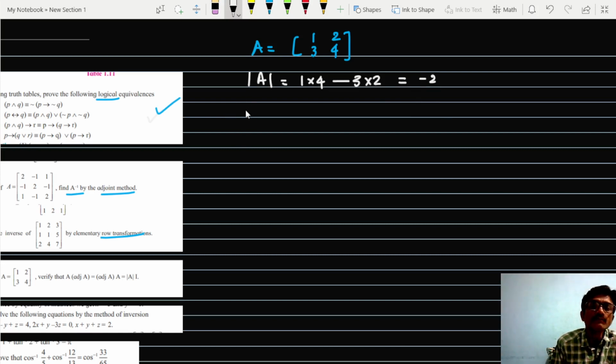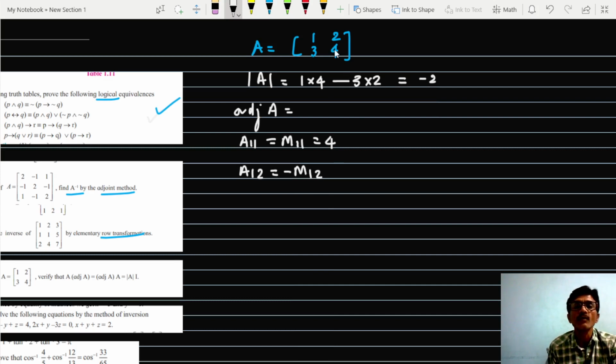Then you have to find adjoint of A. So adjoint of A you will find. How do we find adjoint of A? See here, A11, that is cofactor of this element. Okay, so it is M11, or minor of this element is 4. A12, that is minus of M12. What is minor of this element? Minor of this element will be 3, so it is -3.